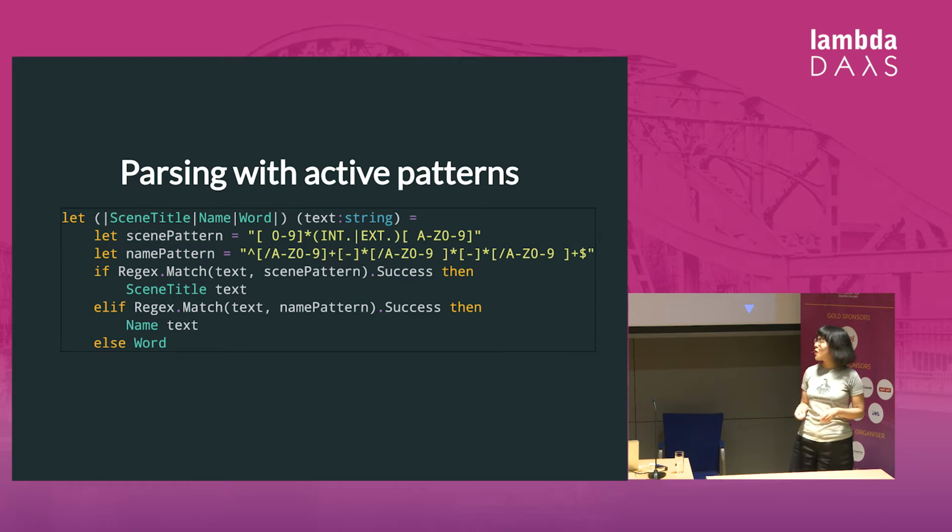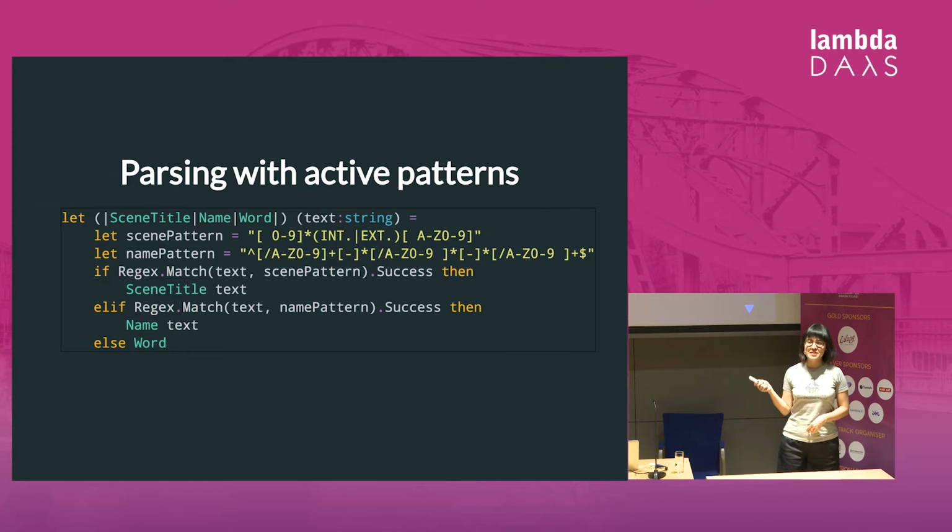So I basically put all my ugly regular expressions inside this little function that takes some text as an input. And then if the text matches the scene pattern, then it returns the scene title. And if it matches the name pattern, then it returns it as a name. And otherwise, it's just some random word. And then I can just pattern match over it. So this is very readable. I can see what's happening here. I'm just matching with a title, with a name. And all the complexity is hidden within this little function. And I don't have to look at this regular expression again.